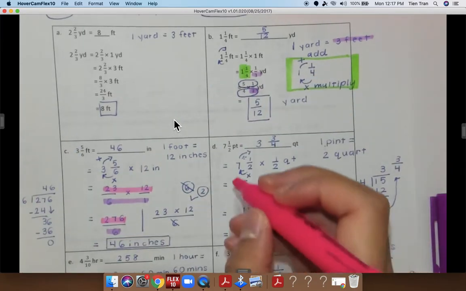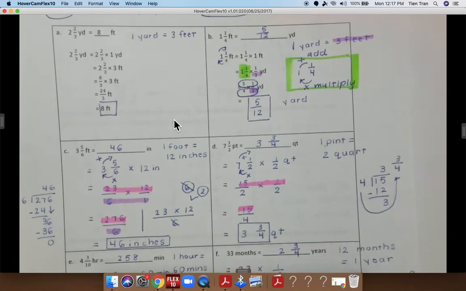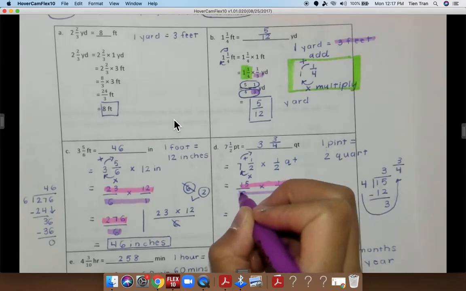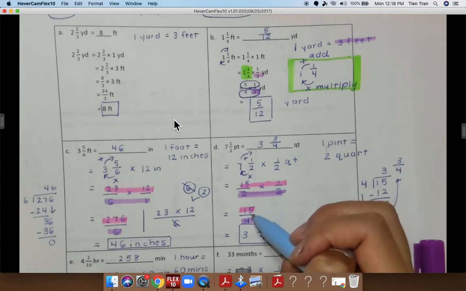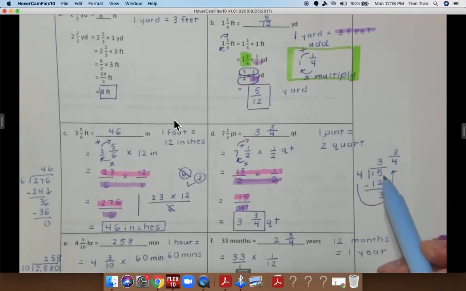Now I am going to multiply. 15 times 1 is equal to 15, and 2 times 2 is equal to 4. So we have 15 fourths. So 15 divided by 4, I'm going to figure that out over here. 4 can go into 15 3 times. 4 times 3 is 12. Subtract. 15 minus 12 is equal to 3. Bring your 4 over, and you get 3 and 3/4 as your final answer.